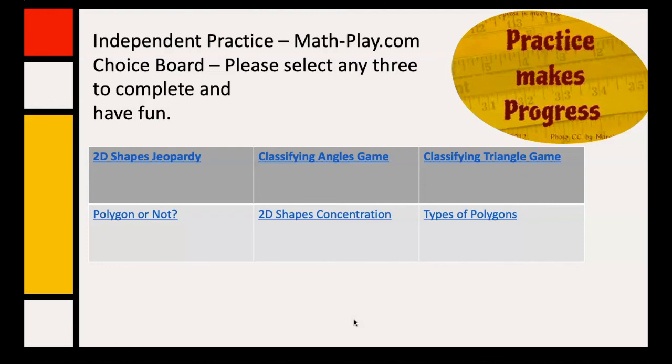Your independent practice, based on all of the things that we have talked about today, is a choice board. You're going to have your choice of selecting any of the three items from mathplay.com. This is also linked in your learning plan. Try to do at least 3 of them. Do all 6 if you like. The practice makes progress.